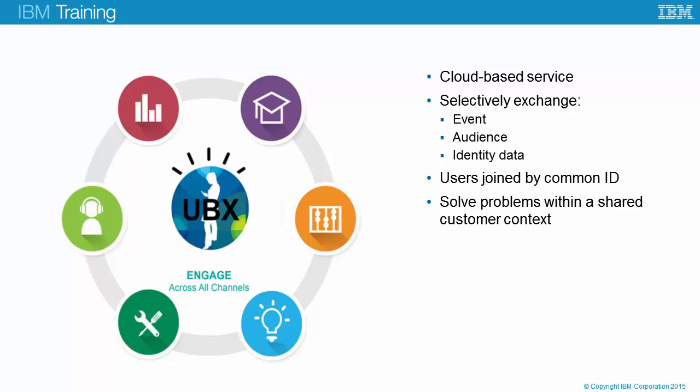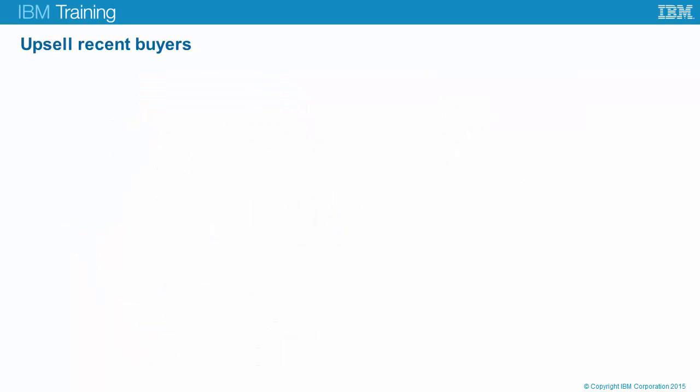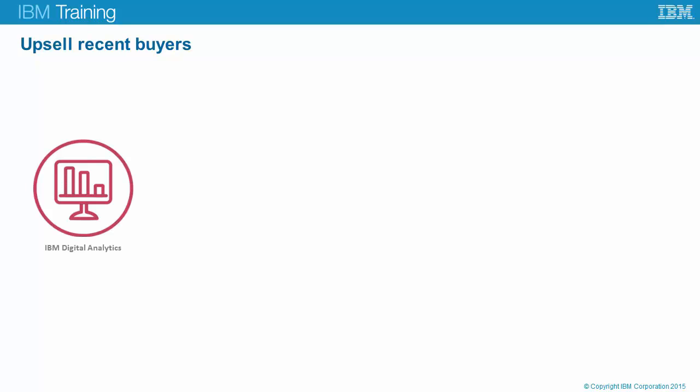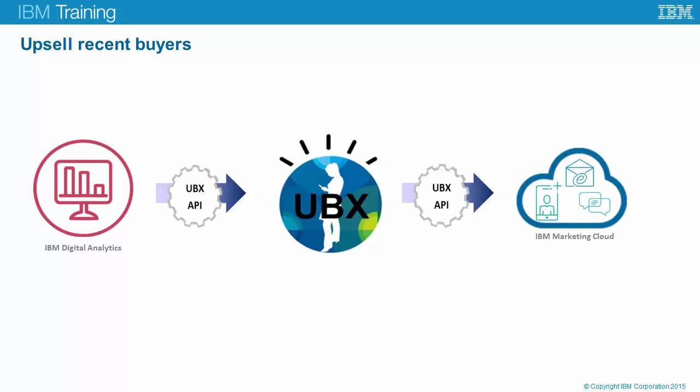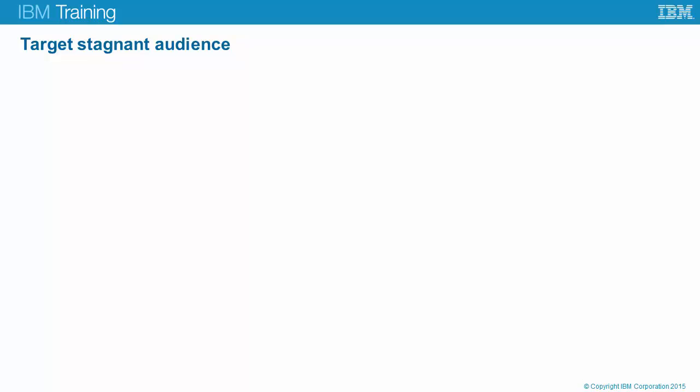Here are a few examples of how you can use UBX. For example, you want to target first-time buyers so that they become repeat customers. Digital analytics can identify visitors who recently purchased. That information can be sent to UBX automatically and then, in turn, sent to the IBM Marketing Cloud. That recent purchase information can be used with other data, such as opt-in marketing status, as criteria for an upsell or cross-sell marketing program.